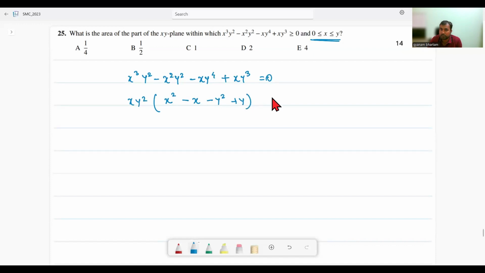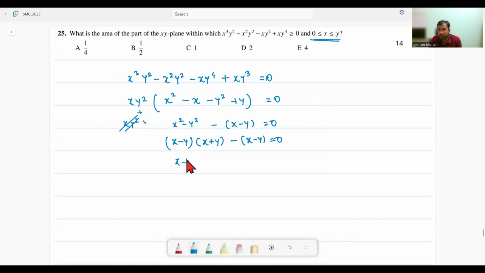And this we can say is 0, times xy square. And since it is the first quadrant only, x and y are positive, so just remove this. They are going to be positive because when we equate to 0, greater than or equal to 0, both must be positive, so this must be positive also. Okay, so we'll solve the next one. So x square minus y square minus, if we take common, we have x minus y equal to 0. First one we can write (x minus y) into (x plus y), minus (x minus y) equal to 0. So we have x minus y equal to 0 or x plus y equal to 1.